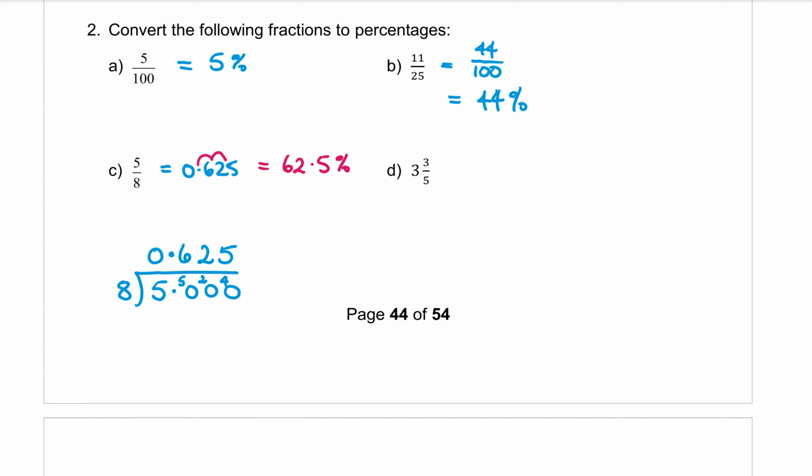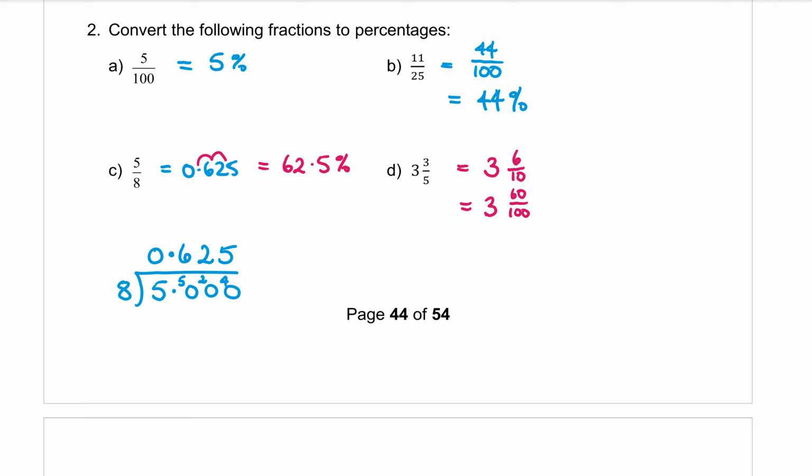Part D, to convert 3 3/5 to a percentage. This one, we leave the 3 that is at the front. I can change my denominator to be out of 100. I might do it in 2 steps though. First of all, I could make it out of 10 by just timesing by 2. So times the top by 2 would be 6 out of 10. That means to make it out of 100, I would times by 10. So times the top by 10 would be 60 out of 100.